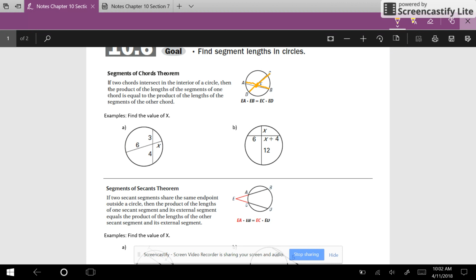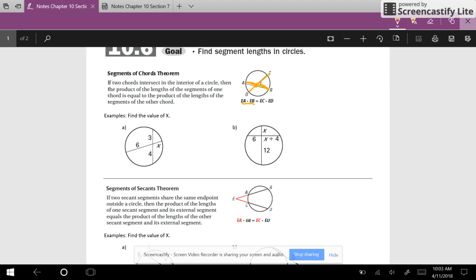They're not intersecting at the center. They're not bisected, but each chord is cut into two pieces. On the first chord that went from A to B, this E is cutting it into two parts. So we've got EA and we've got EB.